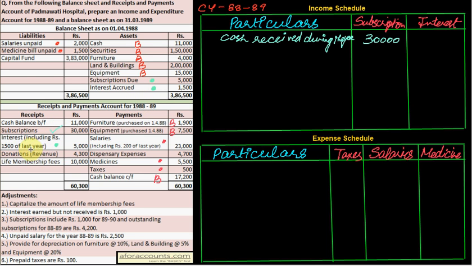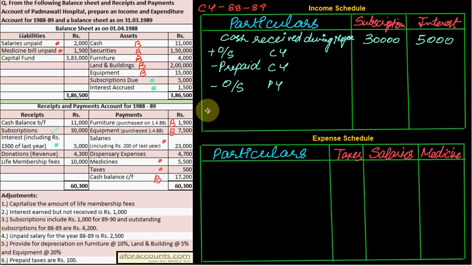Okay, and interest including 1,500 for the last year. So total interest which I have received is 5,000. And my formula is: add outstanding, less prepaid of your current year, and less outstanding of the previous year and add prepaid of the previous year. Okay, so see, the subscriptions outstanding in the previous year is given here, 5,000 of the previous year is outstanding. So what will I do? Subtract the last year's 5,000 here, and interest accrued means it is again pertaining to the last year. So subtract 1,500 here.